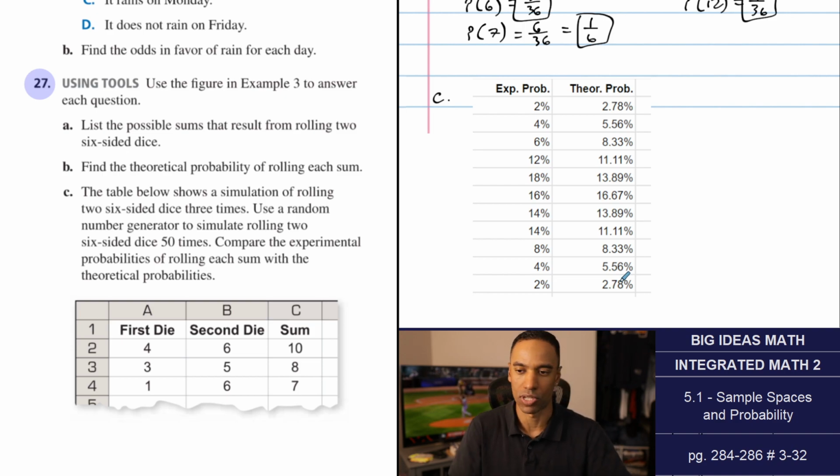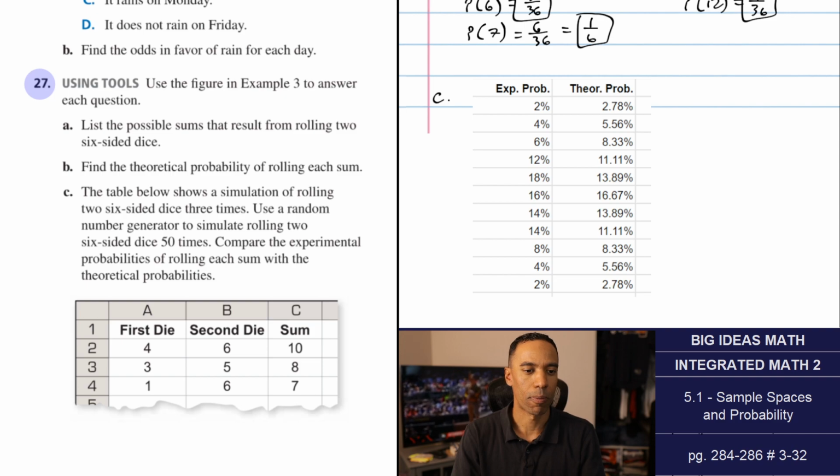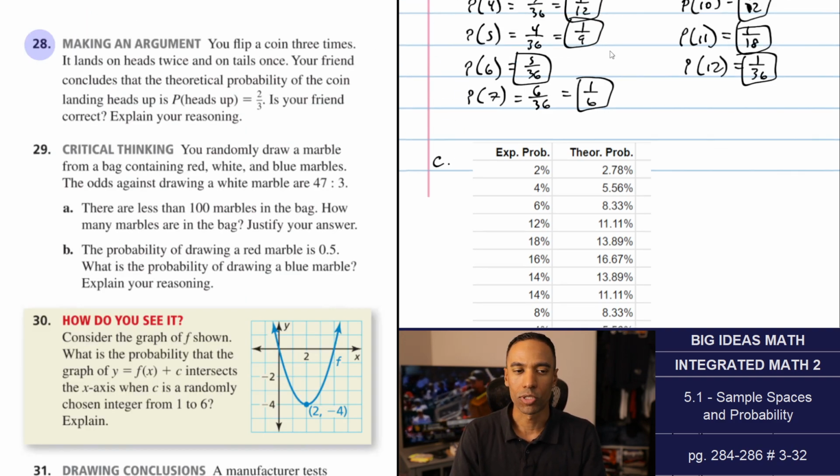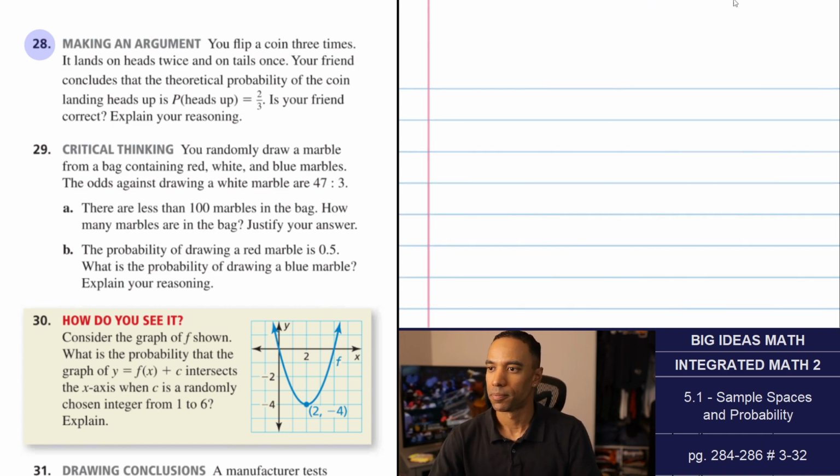The larger the sample size, the more likely it trends toward that. All right, that was part C. I think that's the end of number 27. Let's move forward. Number 28, making an argument.